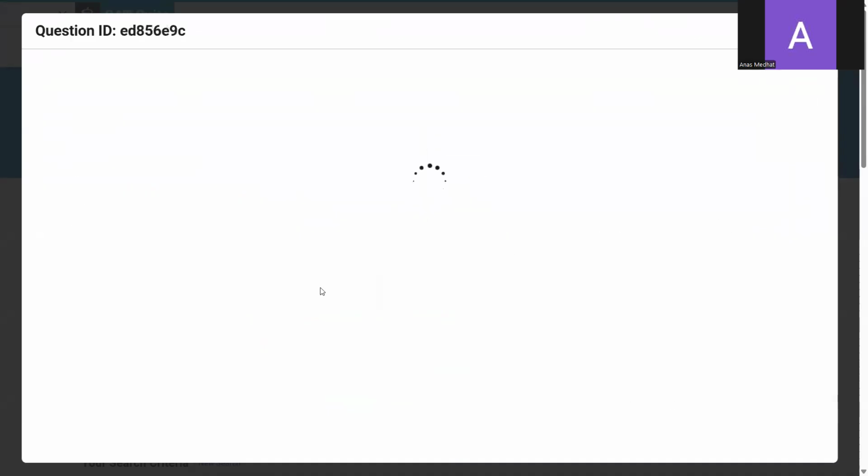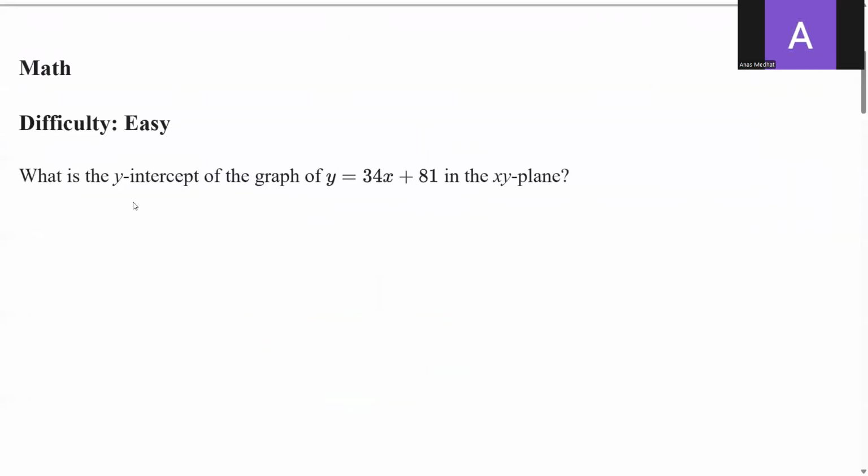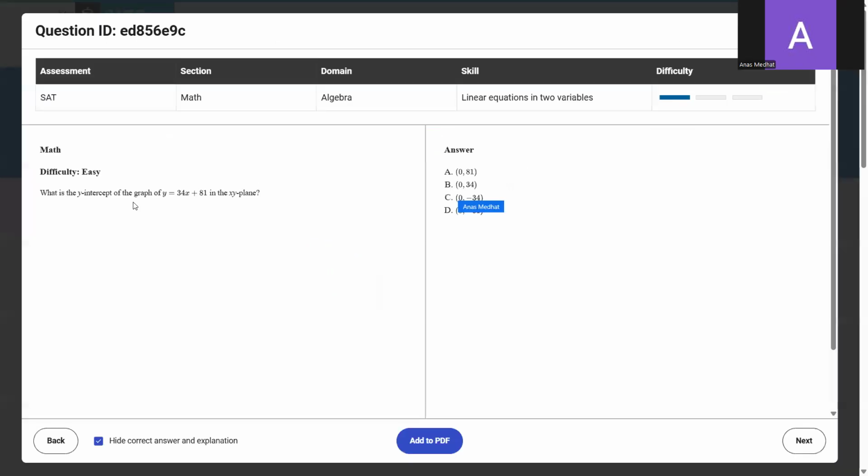Yes. What is the y-intercept? Y-intercept is the value of y when x is equal to 0. Let's do this. Just substitute here with 0. We'll get 81. Answer is 81 directly. Here is the answer.